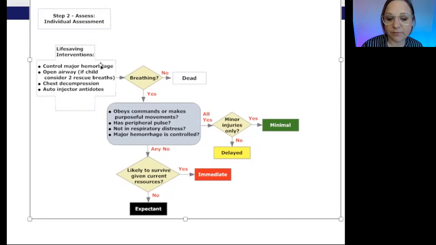After giving whatever life-saving intervention is needed, are they breathing? If no, move on because they're dead. And if yes, do they obey commands? Do they have a peripheral pulse? Are they in respiratory distress?